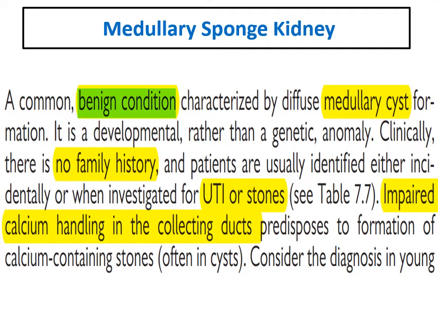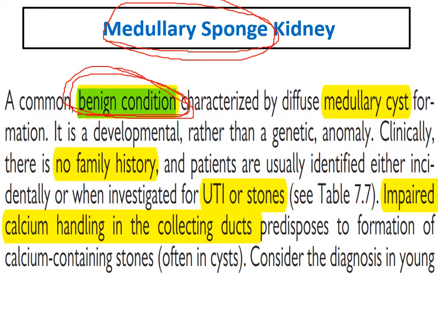The last one in our talk today is the medullary sponge kidney. The most important information to remember about it is that it is a benign condition. Don't forget, it is a benign condition. Usually, it is not associated with renal impairment. It is characterized by medullary cysts, the cysts are mainly present in the medulla. There is no family history.